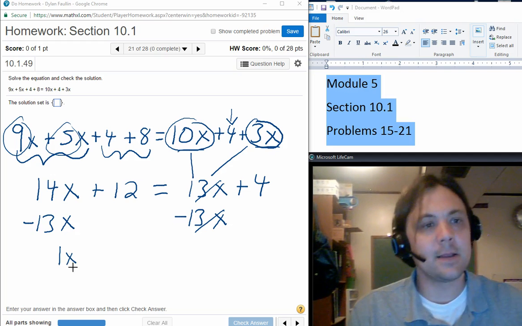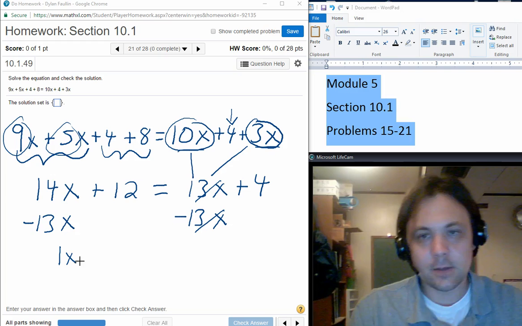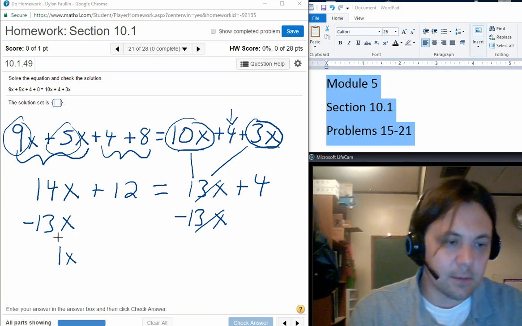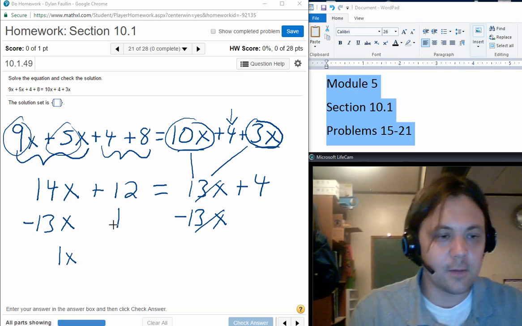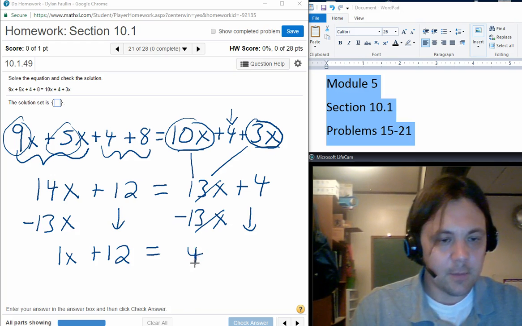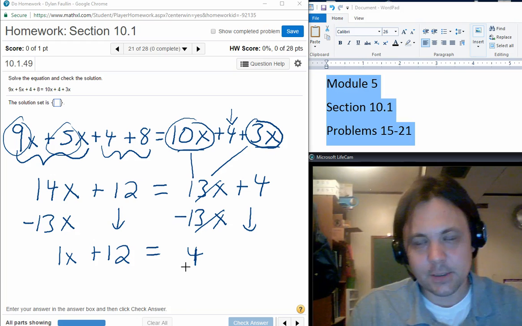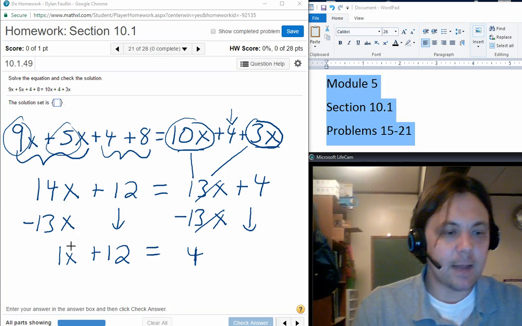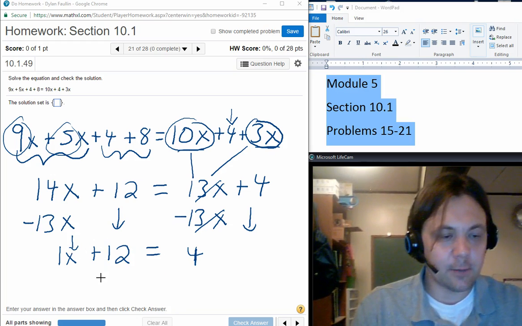Notice every time in section 10.1, that's what we end up getting, just 1x, because we haven't talked about how to deal with any other number there yet. We're going to do that in the next section. The plus 12 just gets copied down, and the plus 4 just gets copied down. Sorry, and because it's positive, we don't need to bring down the plus sign, which is what I almost did there. All right, now to get x by itself, we need to get rid of the plus 12.